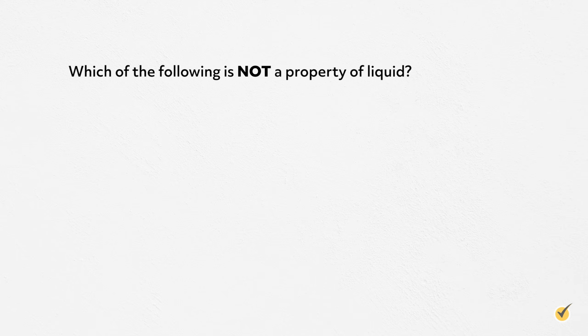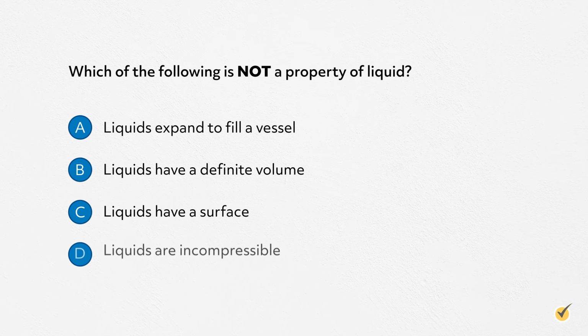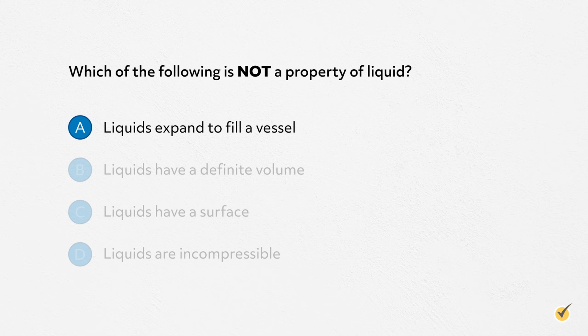Number 1. Which of the following is not a property of liquid? A. Liquids expand to fill a vessel. B. Liquids have a definite volume. C. Liquids have a surface. Or D. Liquids are incompressible. The correct answer is A. Liquids do take the shape of their container, but they do not expand in order to fill their container.